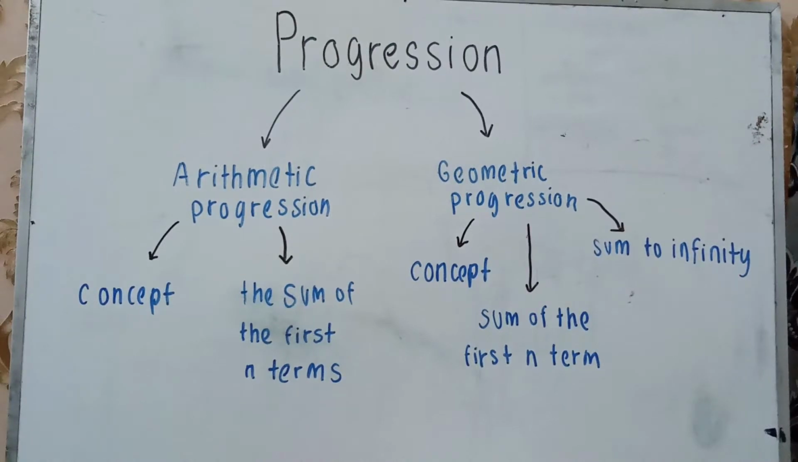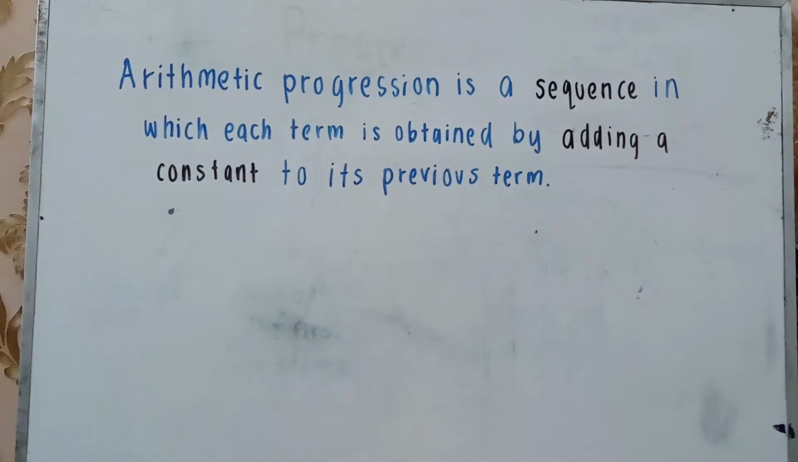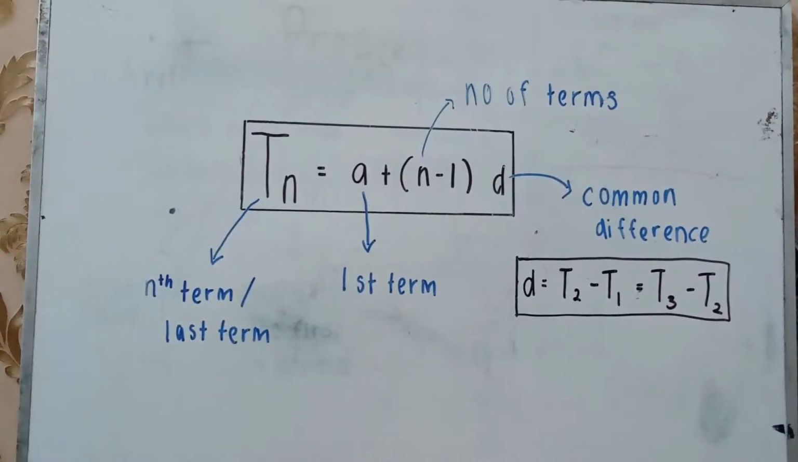Now, let's start our lesson with the concept of arithmetic progression. Arithmetic progression is a sequence in which each term is obtained by adding a constant to its previous term. So, here is the formula on how we want to get the nth term in arithmetic progression. As you can see, Tn is the nth term, or we can call it the last term. It is regarding the question. A is the first term, n is the number of terms, and d is the common difference.